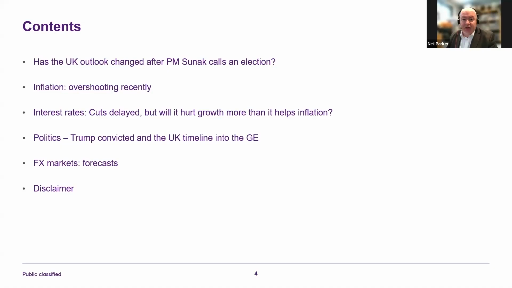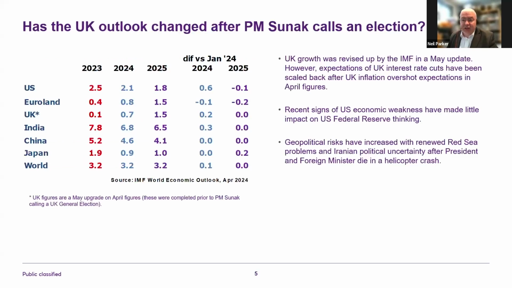So in my slide deck, I will be talking a little bit about that, but we're going to follow the same format that we normally do. So we'll have a look at the UK's economic outlook in the global environment. We'll look at inflation and developments there, what that means for interest rates in terms of what the markets are expecting and what we're expecting. Then we'll turn our attention to politics, followed by some FX market forecasts. And of course, at the end is the disclaimer slide. But let's jump right into it in terms of the first slide.